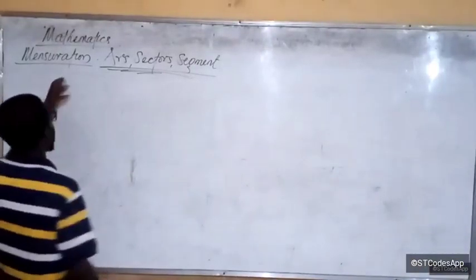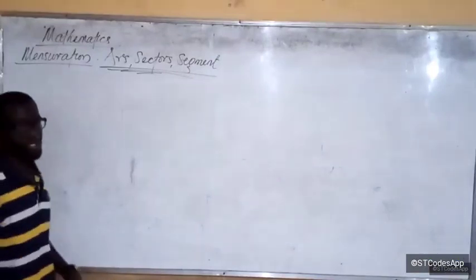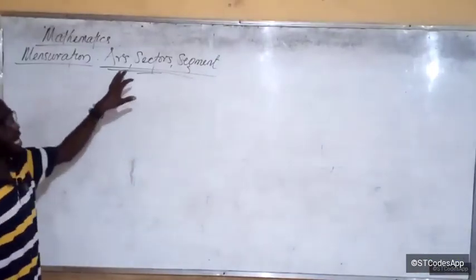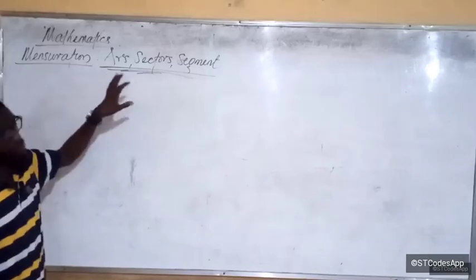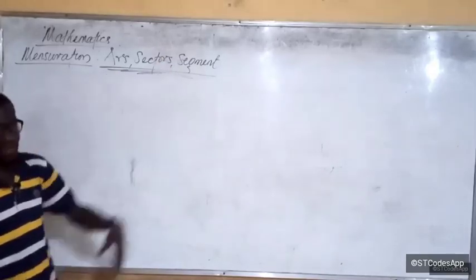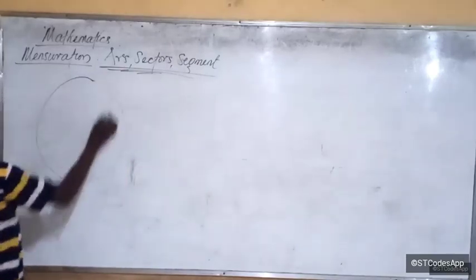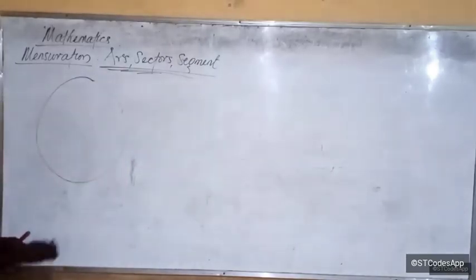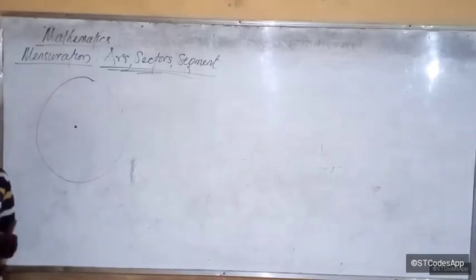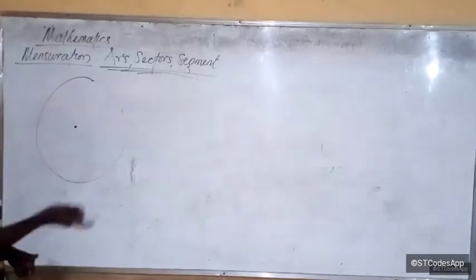All right, let's quickly discuss mensuration. We are going to be discussing the following terms that are associated with circles, arcs, sectors, and segments. So we have this circle. Now, for example, this is the center of the circle. Remember that revolution thing that we talked about.